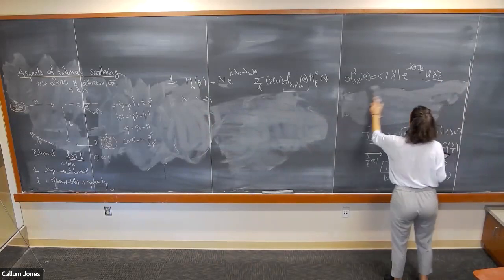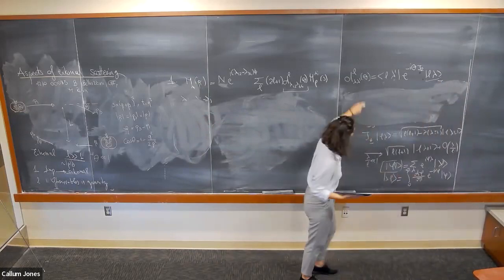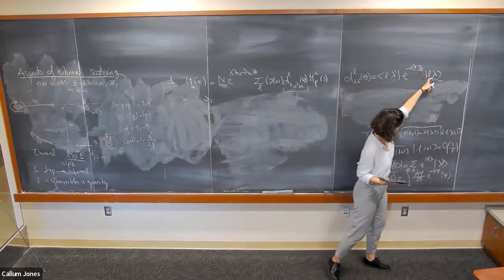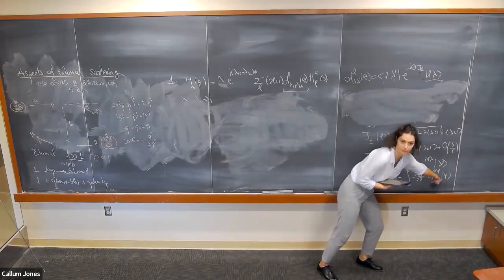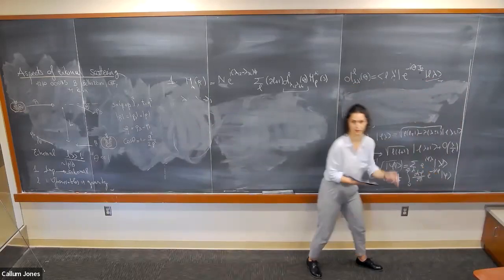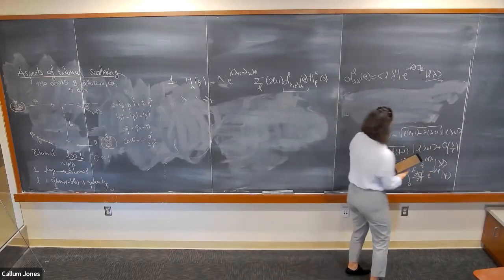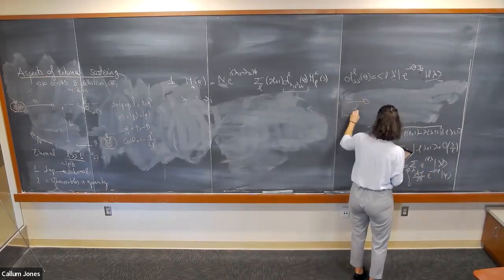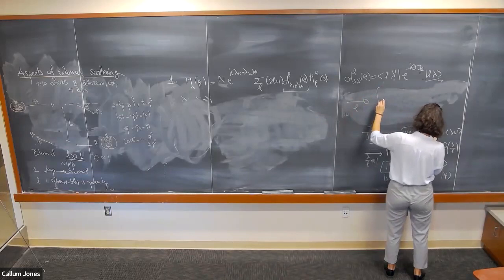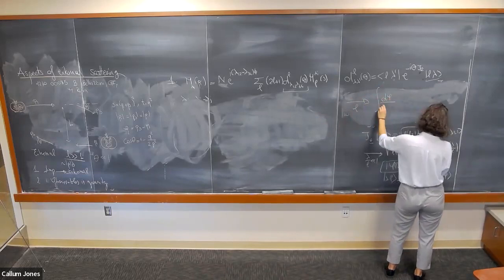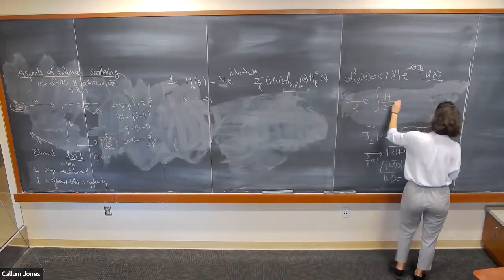So what happens is that when you do this change of basis, so insert lambda with phi, just a few lines, but it's very simple, then you get the following form. Fine.